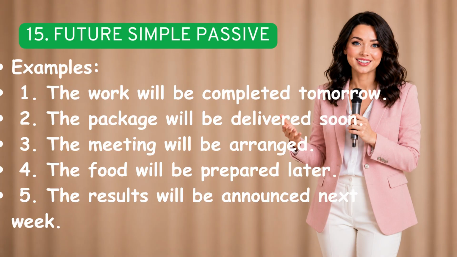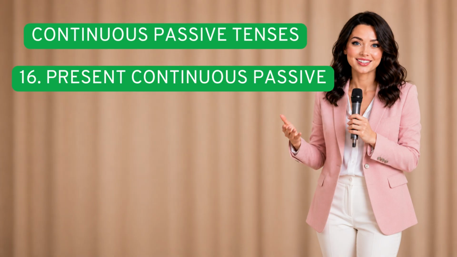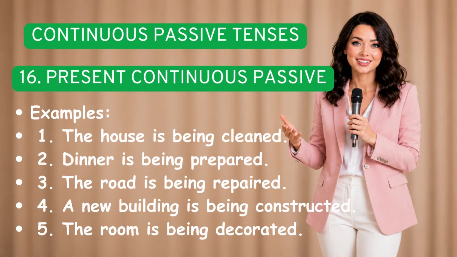Continuous passive tenses. 16. Present continuous passive. Examples: 1. The house is being cleaned. 2. Dinner is being prepared. 3. The road is being repaired. 4. A new building is being constructed. 5. The room is being decorated.